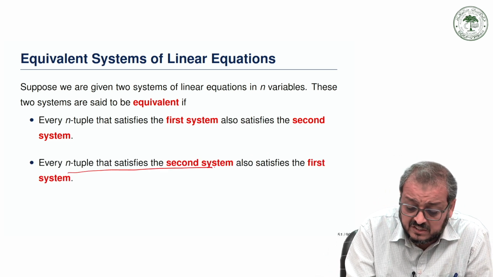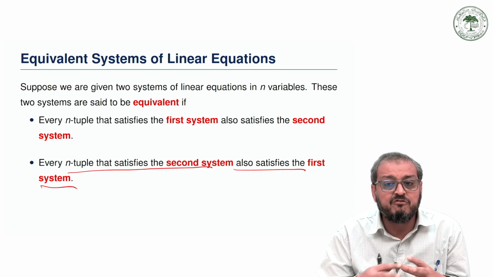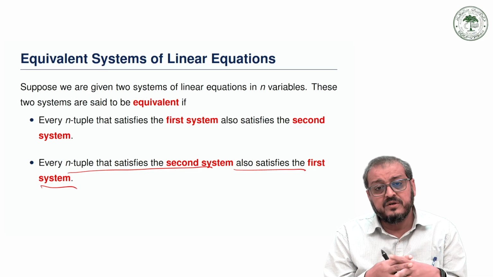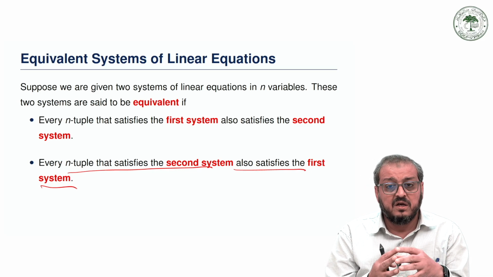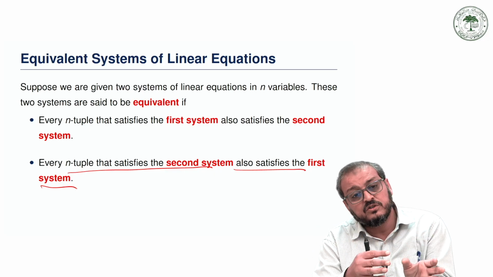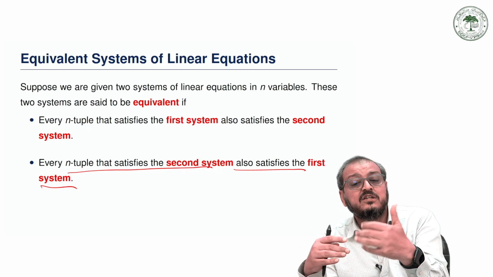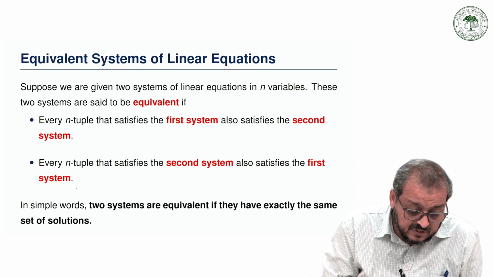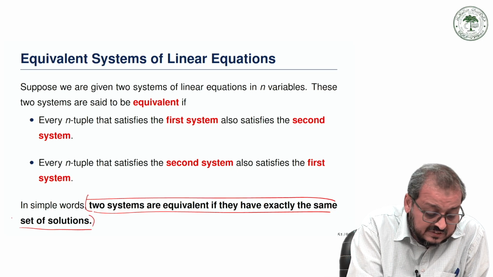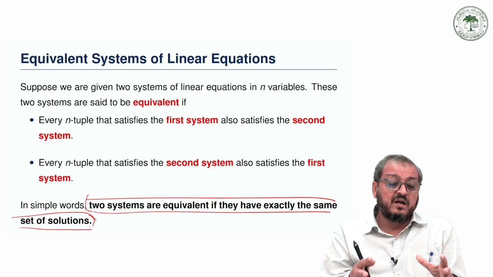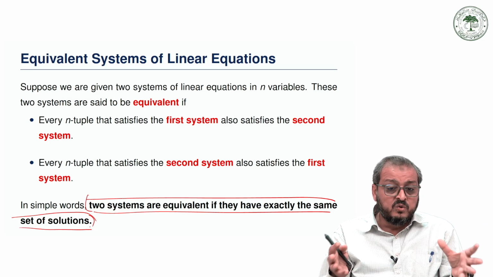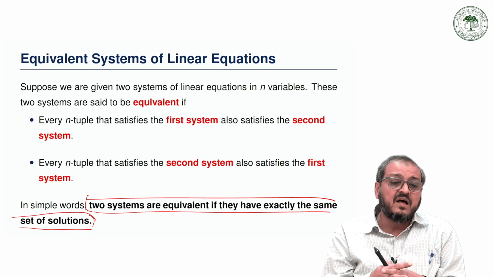So every n-tuple that satisfies the second system also satisfies the first system. From the solution point of view, if we have a set of solutions that satisfies one system, and this same solution satisfies the second system, then these two systems are equivalent. In other words, two systems of equations in n variables are equivalent if they have exactly the same set of solutions.